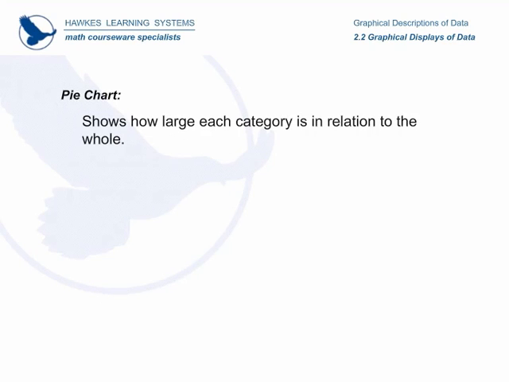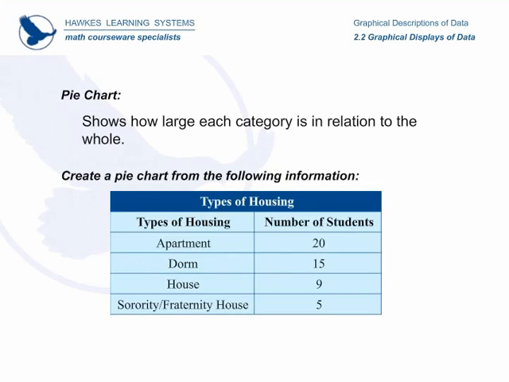Next, let's take a look at a data representation known as a pie chart. The pie chart shows how large each category is in relation to the whole. Here's an example where we can create a pie chart from the following information. We'll take a look at an example that deals with types of housing. For types of housing, we have an apartment, a dorm, a house, a sorority or fraternity house. And then we include the number of students residing in those types of housing.